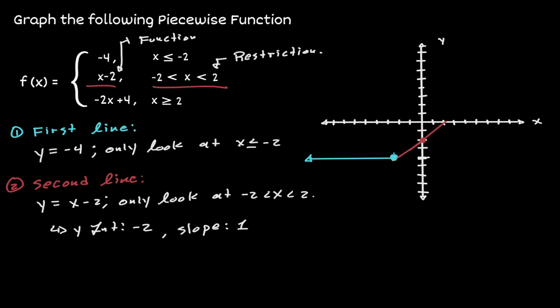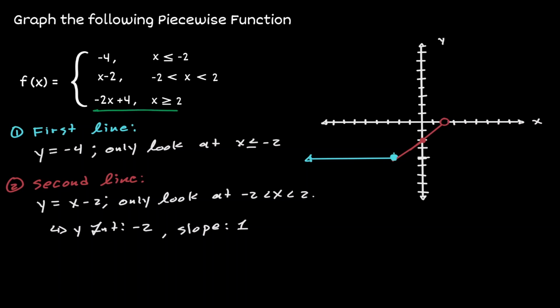But notice that we do not have an equal sign underneath the inequality. So that implies that at -2 and at +2, we need to have an open circle. At -2, we already have a filled circle from our first line, so nothing to worry about there. But at +2, let's place an open circle.